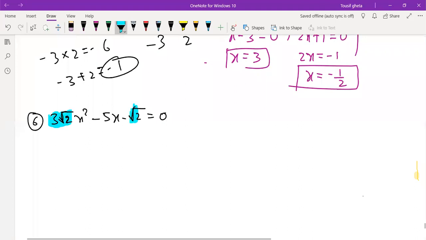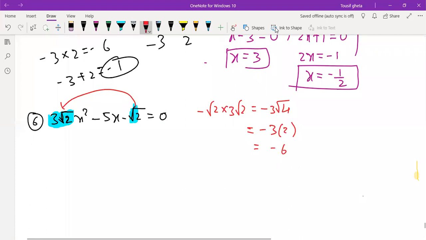So this we need to multiply. Slowly I will explain. So we will multiply minus root 2 into 3 root 2. Okay, so we'll get minus 3 root 4. Exactly. So minus 3 into 2. Root 4 is 2, correct? So we'll get minus 6. Right, Arfad Hussaini, very good.